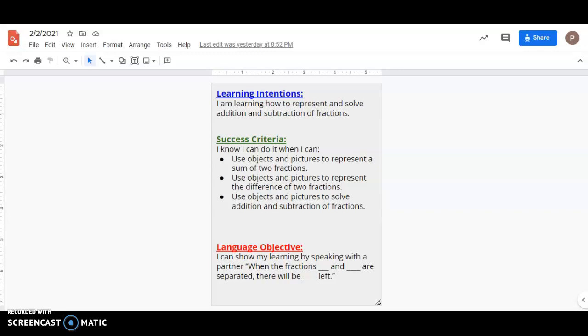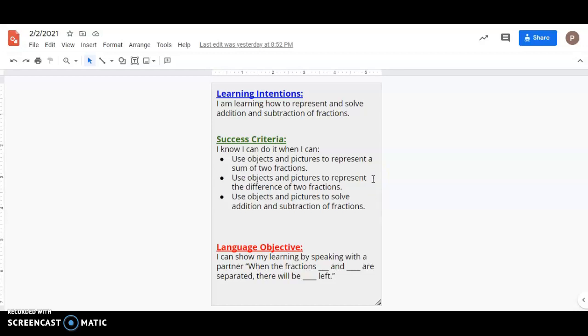Hello, ladies and gentlemen. So today we are learning how to represent and solve addition and subtraction of fractions, today with a focus on subtraction of fractions. These success criteria are really important, and I think we overlooked the first two for the last couple days. We know we can do it when we can use objects and pictures to represent a sum of two fractions, so adding two fractions, and use objects and pictures to represent the difference of two fractions when we subtract them.